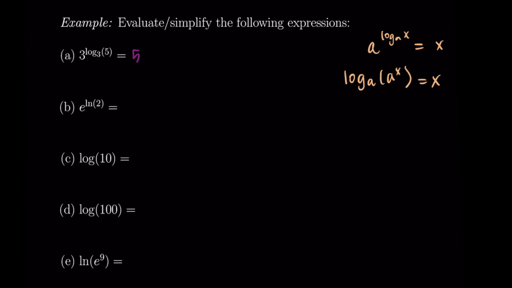Okay, next we have e to the natural log of 2. So remember, natural log, as we just mentioned, that's log base e. So here the base of the exponent and the base of the log, we have e and e. Those will undo each other, and so our answer is just 2.